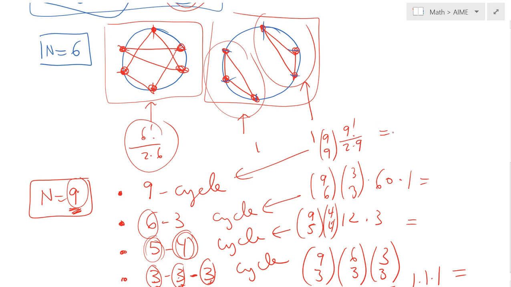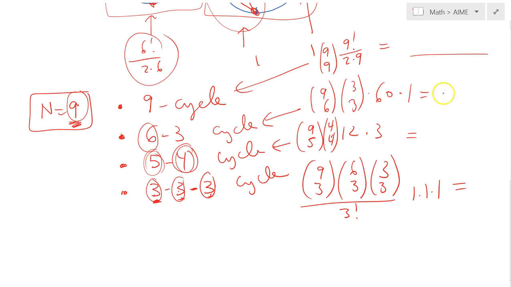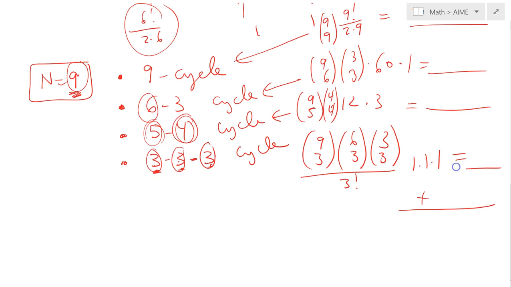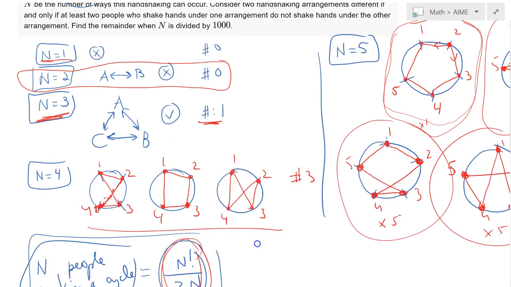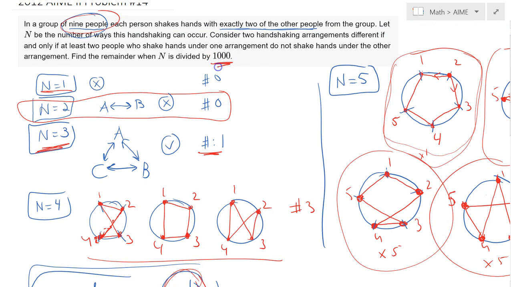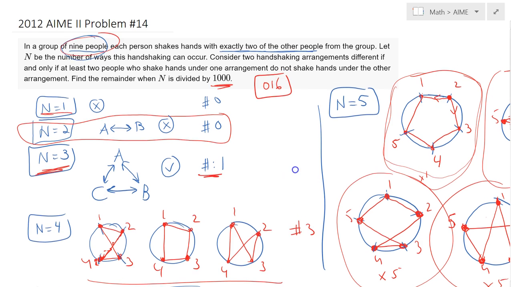So now the rest is just adding up all these numbers, and I'll leave it to you as an exercise to calculate all these numbers. In fact, when you add them, I guess you should get 30,016. Hope the calculation is correct, and as a result the final answer would be just 016, and we're done.